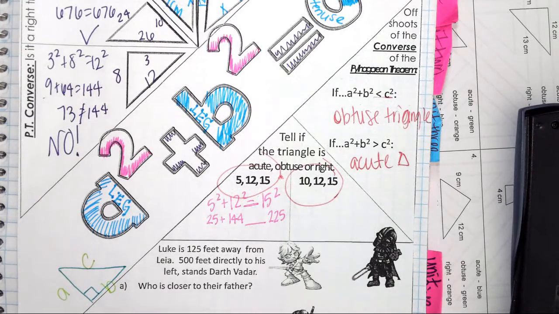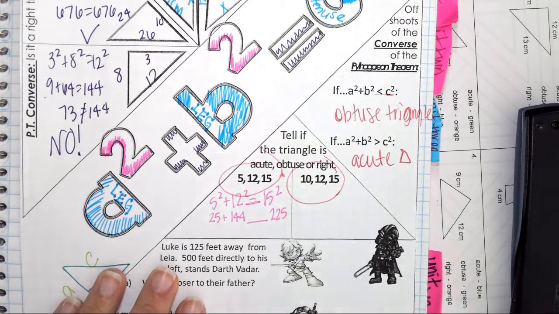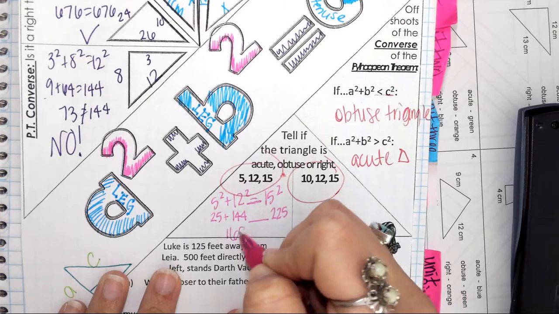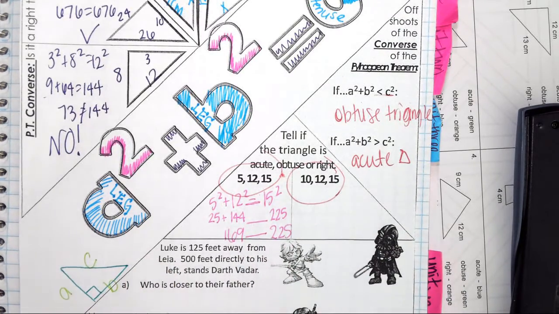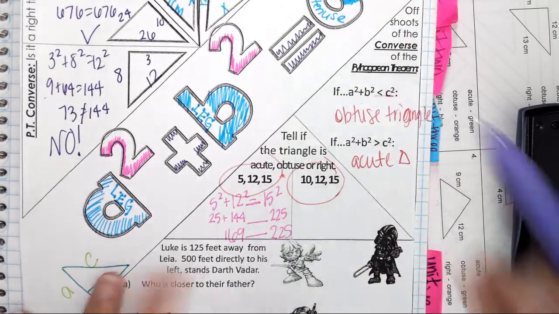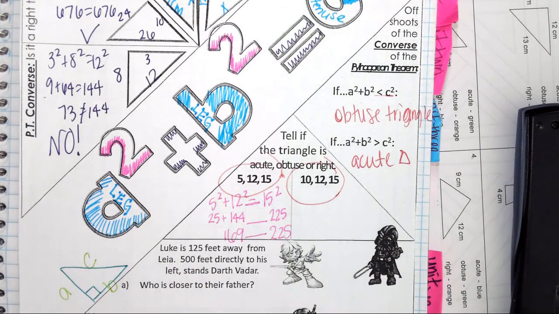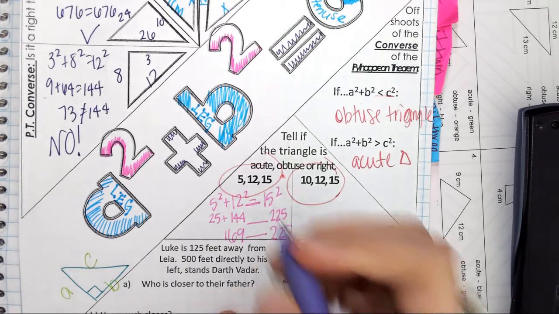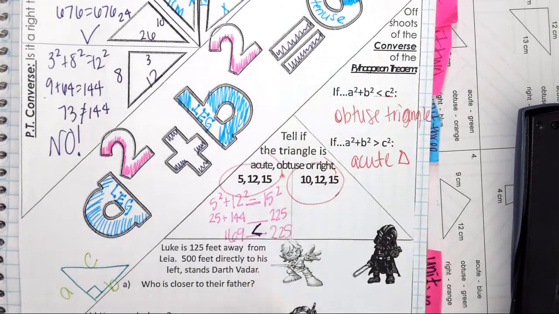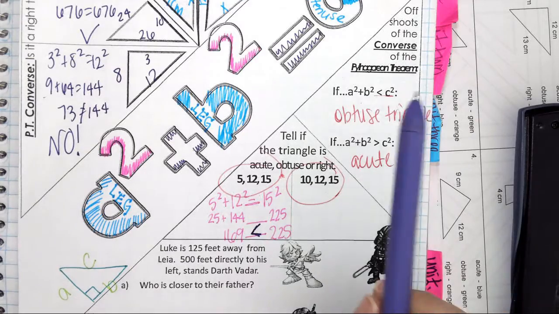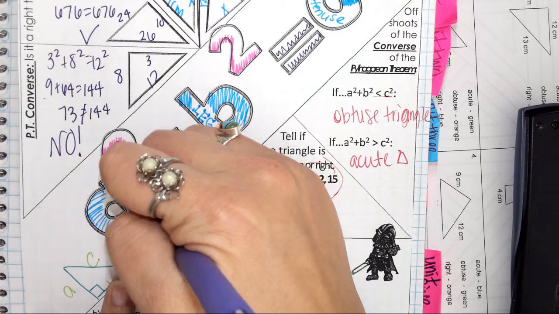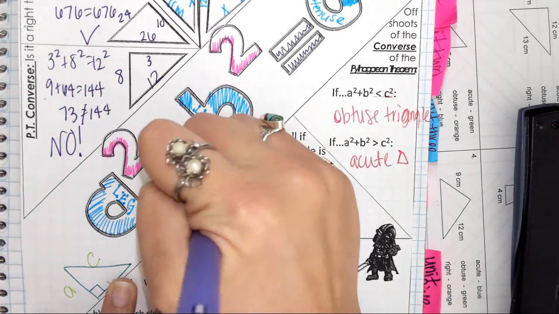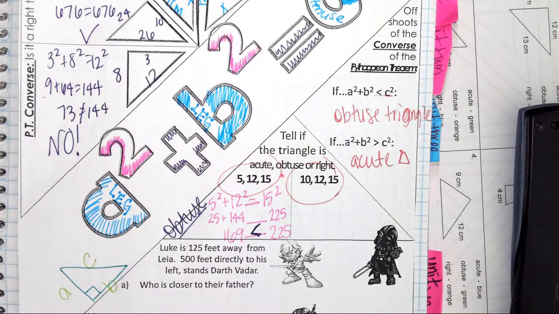Alright, well, is 169 greater than or less than 225? It is less than. So which symbol am I going to use? Is it going to eat 225 or is it going to eat 169? Eat 225. That means less than. Now, if it's less than, is it an obtuse or an acute? Obtuse. All right, do 10, 12, and 15 without me.